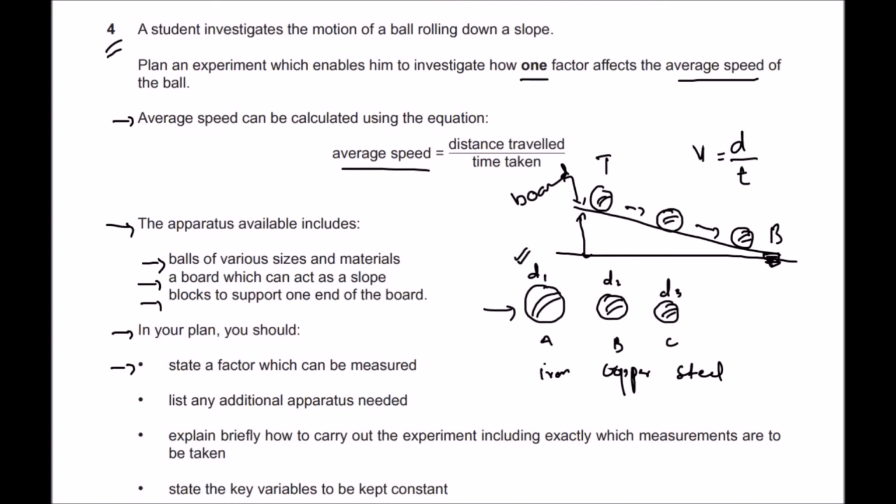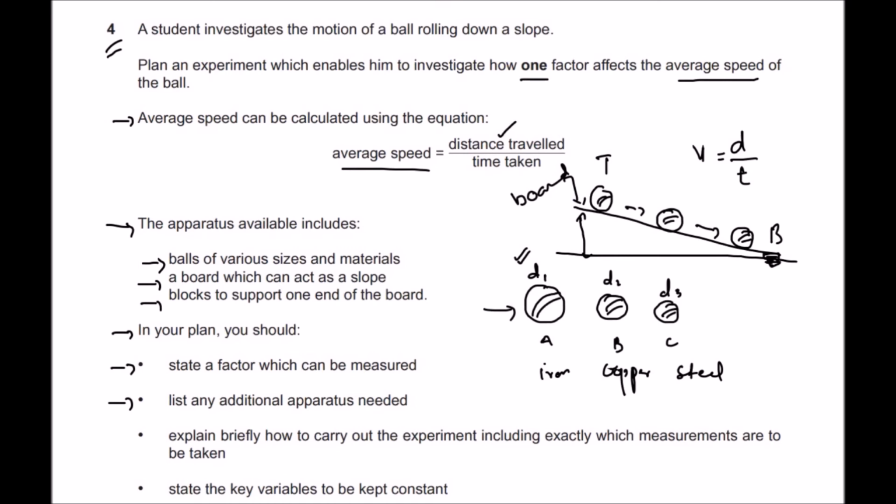In this case we will consider diameter as a variable that can affect the motion, and we are going to investigate it, and we will fix their masses. That's the condition we are going to use in this experiment. Look at this next part. List any additional apparatus needed. Look at the formula.